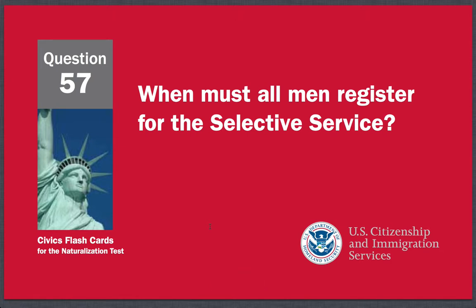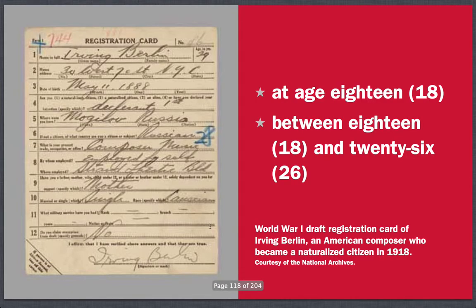When must all men register for Selective Service? This is very important. At the age of 18, between 18 and 26, make sure that you have registered. If you have not, when you fill out your form N-400, make sure you explain why.